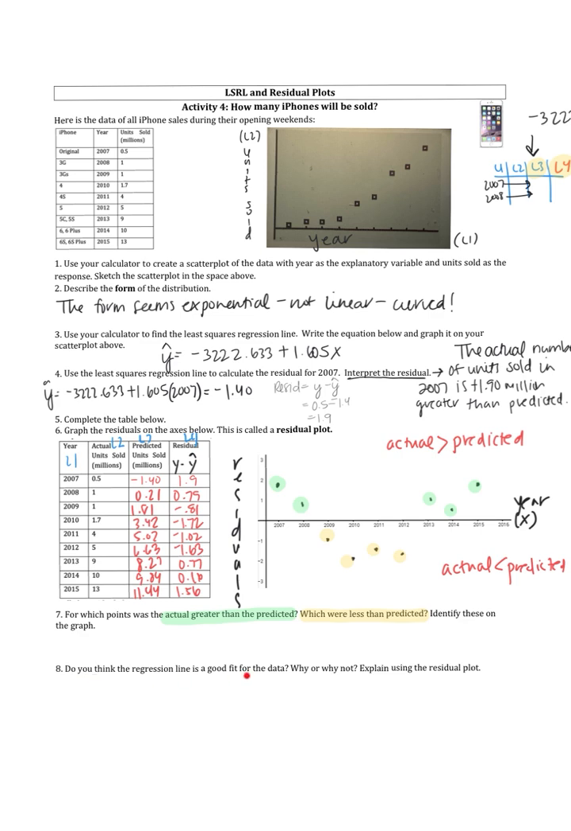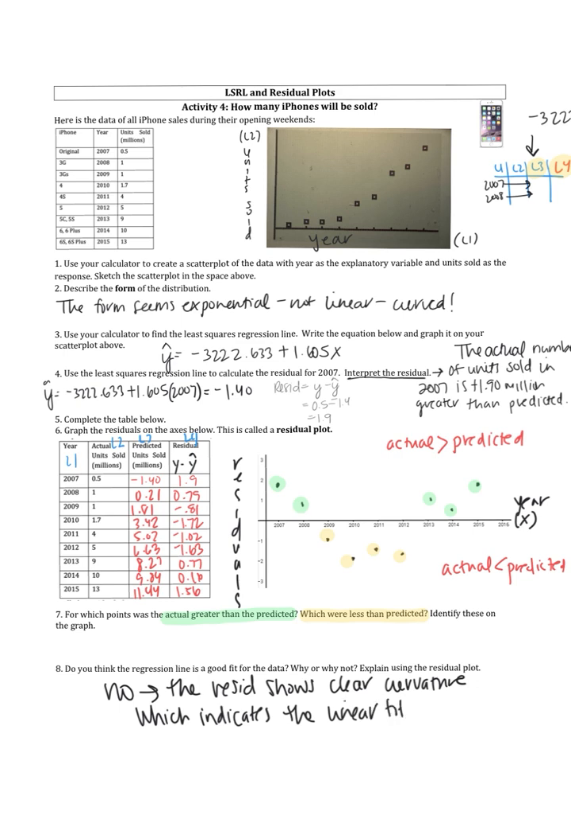So do you think the regression line is a good fit for the data? The answer is no. And how do we know that based off the residual plot? The residual plot shows clear curvature, which indicates the linear fit may not be best. All right, let's go to the next page.